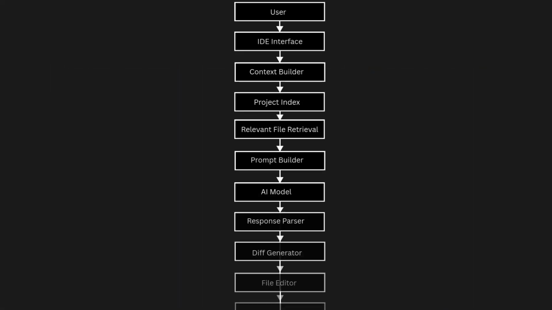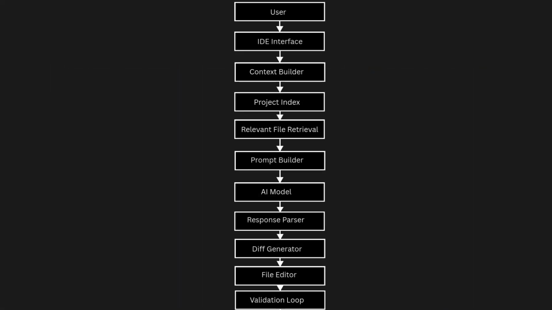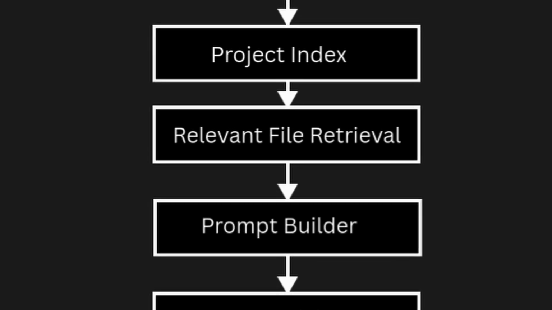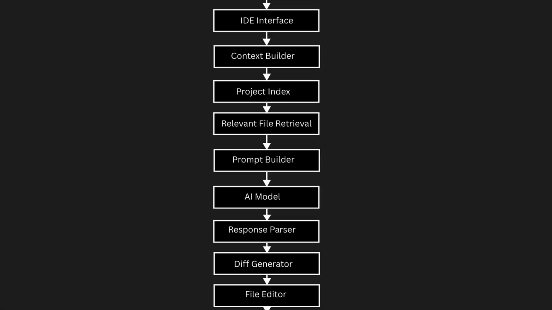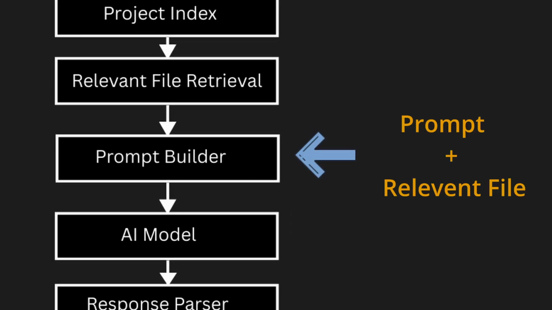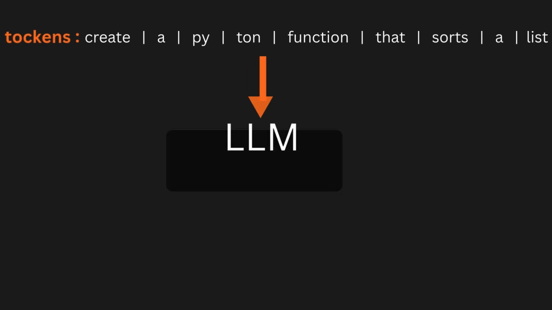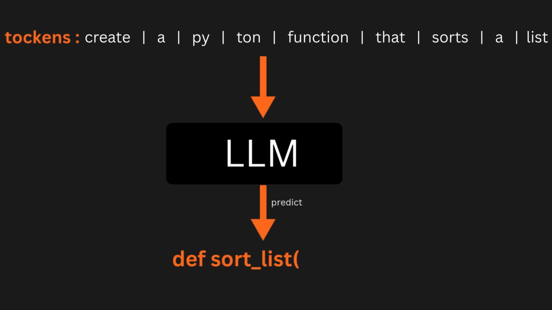Instead of sending the entire project to the model, the IDE selects the most relevant context and sends only those pieces of code. Once the context is selected, the IDE builds a prompt containing your request along with the relevant code snippets and sends it to the AI model. The model then generates code that fits naturally into the existing project. But even after the model generates a response, the IDE still has more work to do.